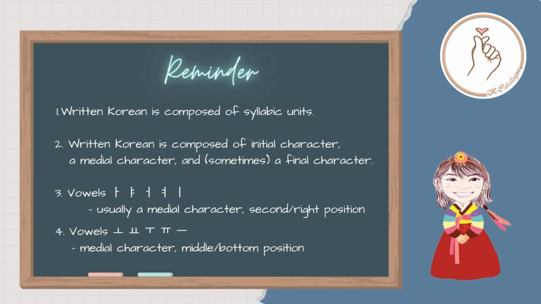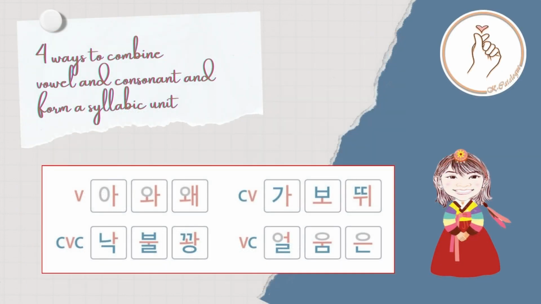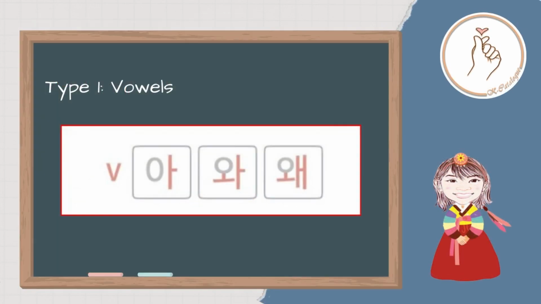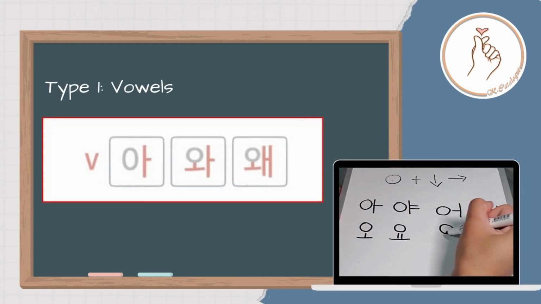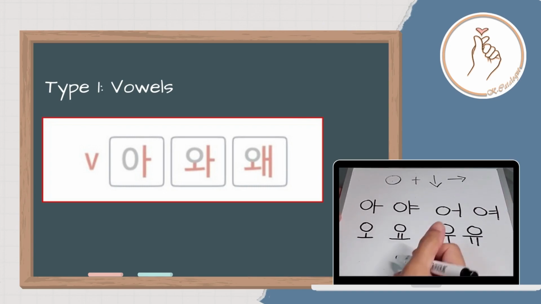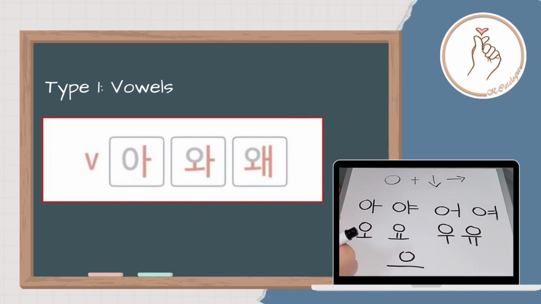Again, these are the things that we have to remember in written Korean. Let me show you the 4 ways on how you can combine vowels and consonants to form a syllabic unit. First type, we only have vowels. Again, if matatandaan nyo, nung pinakita ko kung paano isulat yung vowels, lagi kong sinusulat muna yung consonant E yung bago yung specific vowel kasi nga, bawal yung mag-isa lang siya.